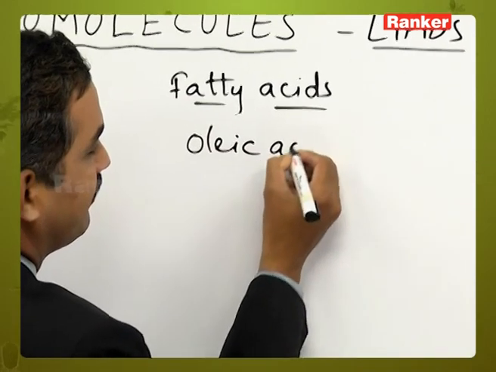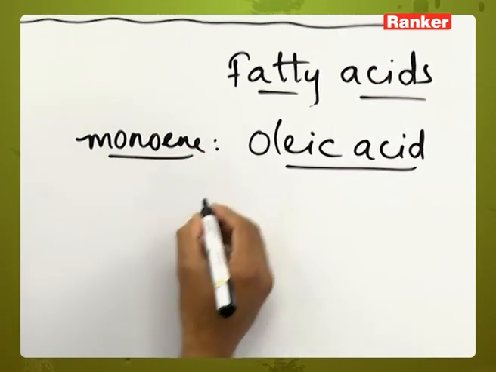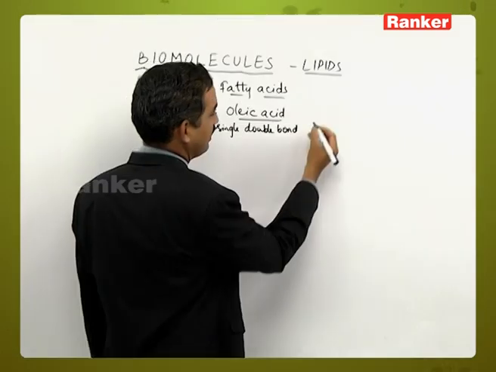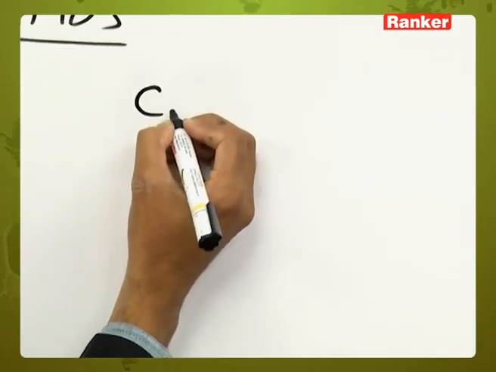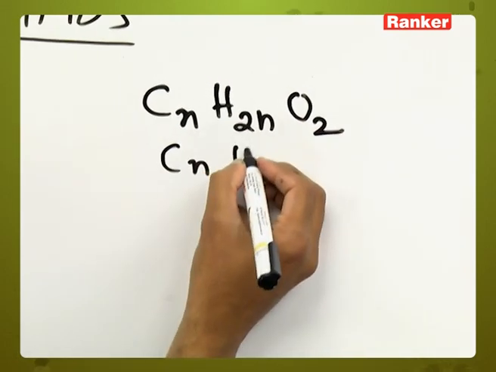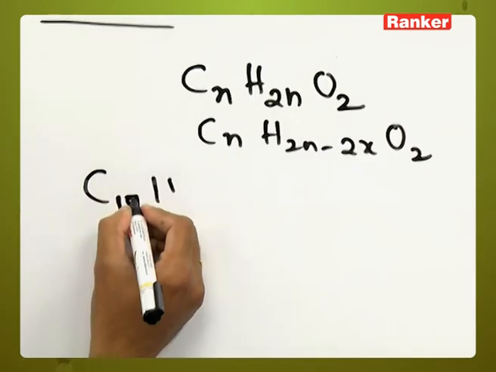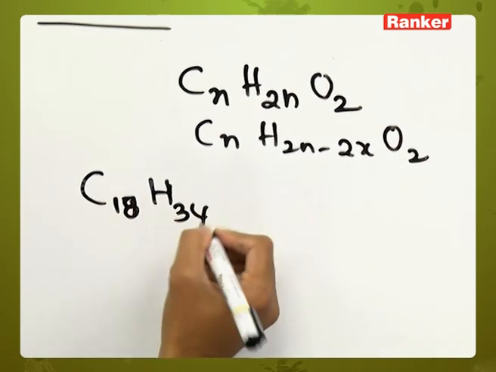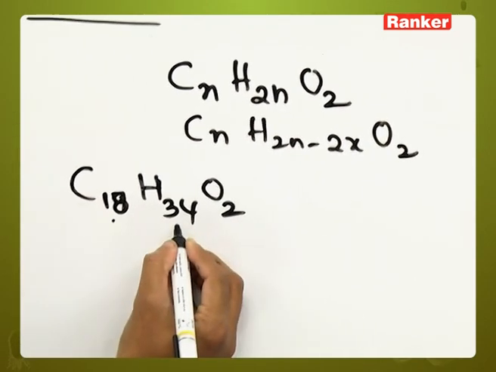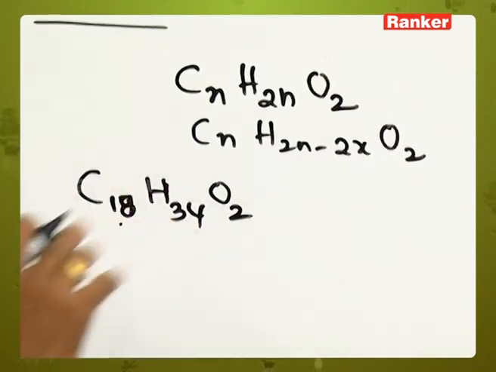Unsaturated one, oleic acid, which is a monoene. What is the meaning of monoene? It contains a single double bond. Actually, we know that saturated has the molecular formula CnH2nO2, but unsaturated has CnH2n minus 2x O2. Here C18, H34 and O2 is present. As C18 is present, hydrogen should be 36 according to the H2n formula, but as one double bond is present, 2x, so minus 2 is there.